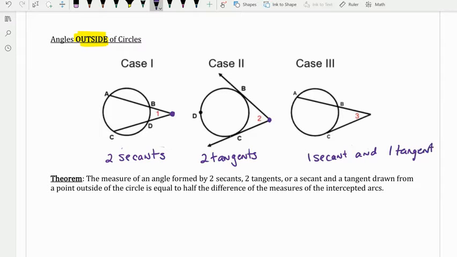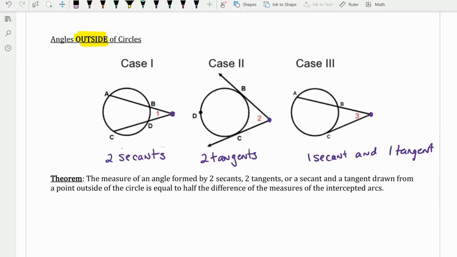Right, so one of each. So up here I've got a secant, and down here I've got a tangent. If I make those intersect in a point, then that creates an angle outside the circle. Okay, so three different ways that we can make an angle outside of the circle.